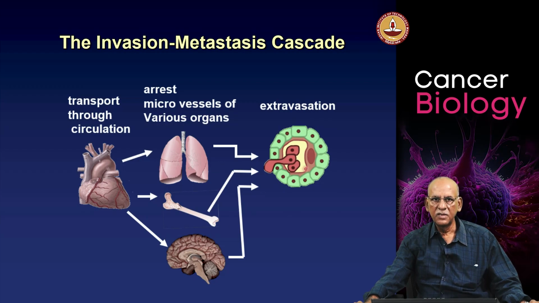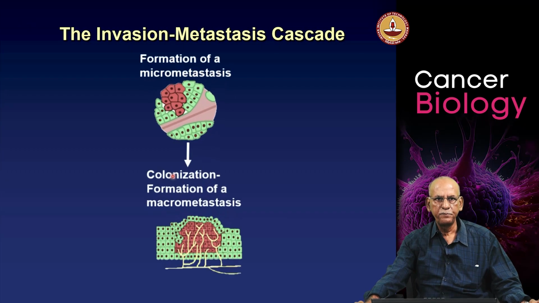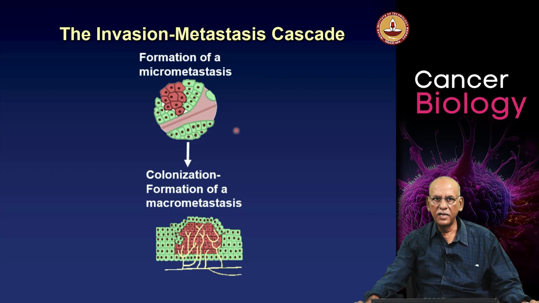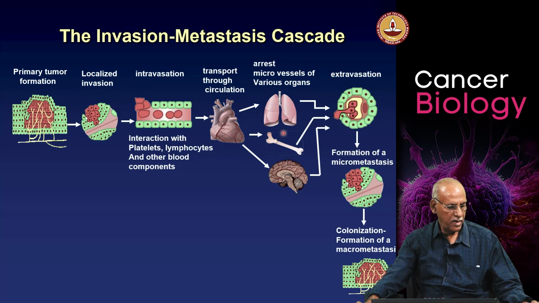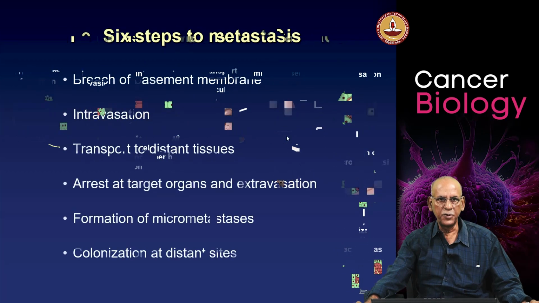Then what happens? They have to come out of the blood vessel, that is called extravasation. Then only they can land up in these tissues. So, that is known as extravasation. Then once they come out and join a place, they have to colonize that place, that is called micrometastasis. Then it slowly develops and forms a bigger colony, called macrometastasis. So, these are the various steps involved in the invasion metastasis cascade as I told you.